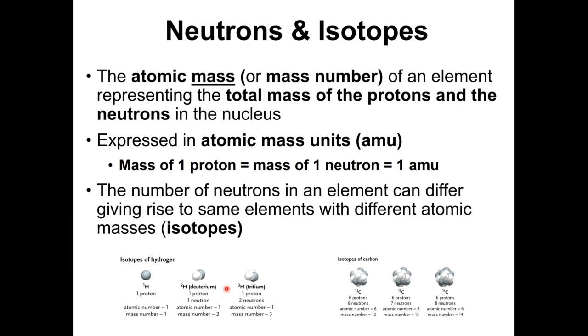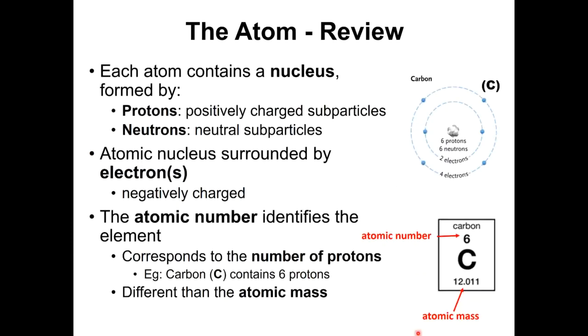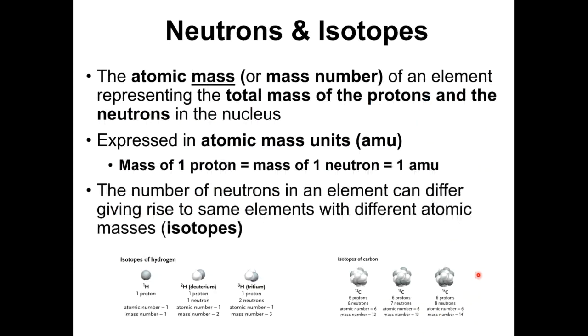But this number that you see here corresponds to the mass of the protons and the neutrons combined together. Now, by definition, this is measured in atomic mass units, or AMUs, where one atomic mass unit corresponds to the mass of one proton and the mass of one neutron. So if you see an atomic mass equal to 12, and you know it's carbon, then it means that there are 6 protons and 6 neutrons.